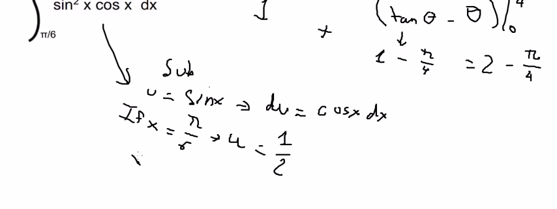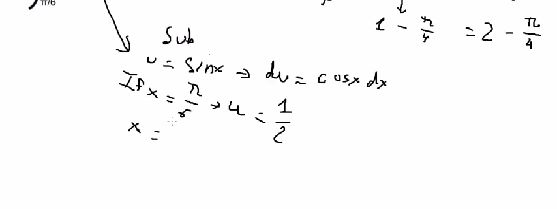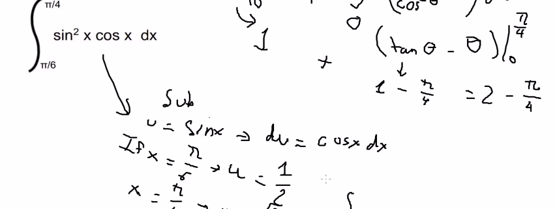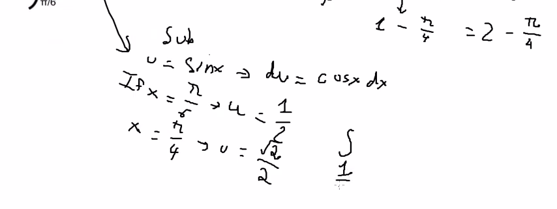If s equals pi over 4, so you get u equals the square root of 2 over 2, and now we have the new one, the integral from pi over 6 we change from 1 over 2 to square root of 2 over 2.